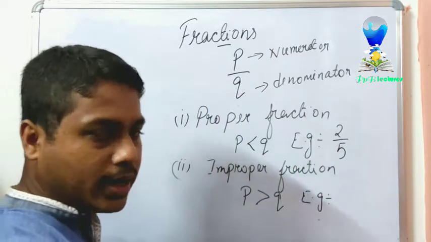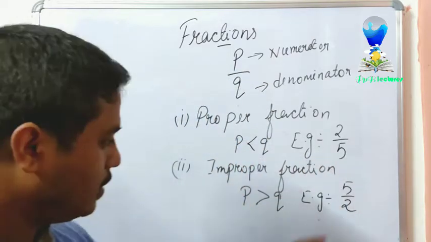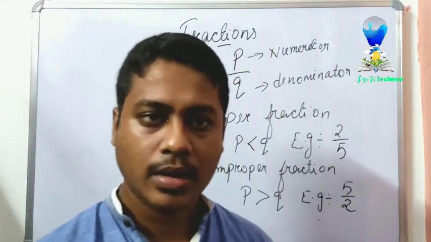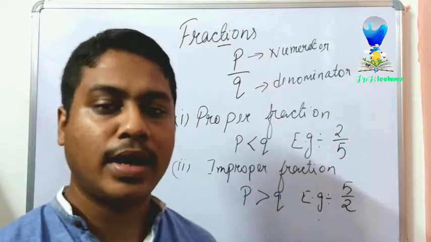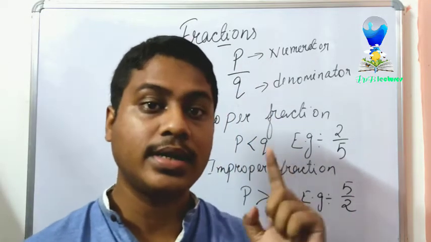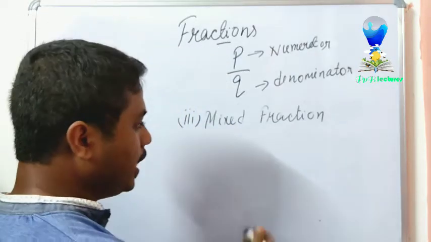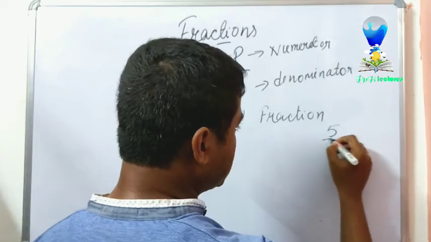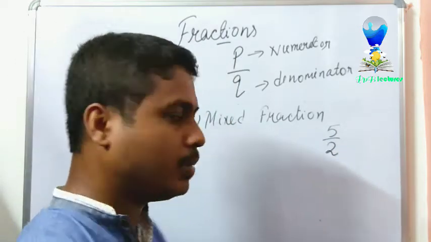So if we write it the opposite way, 5 by 2. This is your improper fraction. Yeah? And this improper fraction can be converted into a mixed fraction, which is the third. So the third type of fraction is your mixed fraction. Like if you have an improper fraction that is 5 by 2, this 5 by 2 can be converted into a mixed fraction.